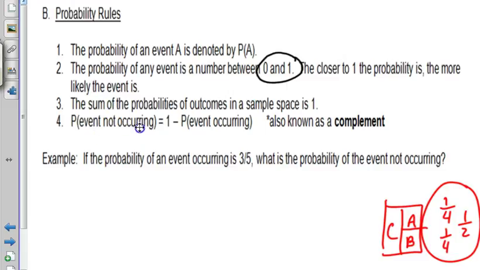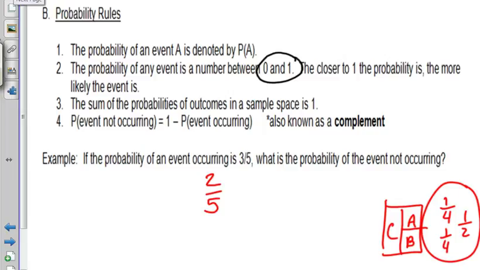The probability of an event not occurring is 1 minus the probability of the event occurring. So if I told you there's a 3 out of 5 chance that you get paid $100 when you leave, the chance you don't is 2 out of 5, right? 1 minus that, okay? It's also called the complement. So if the probability of an event occurring is 3 out of 5, what's the probability it doesn't occur? We just did this question. 2 out of 5, right? Okay.